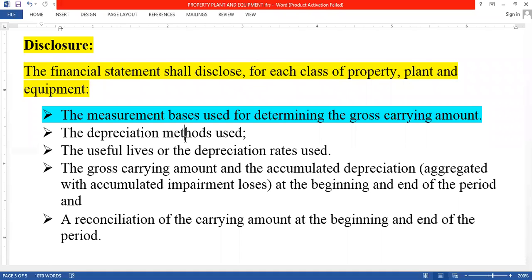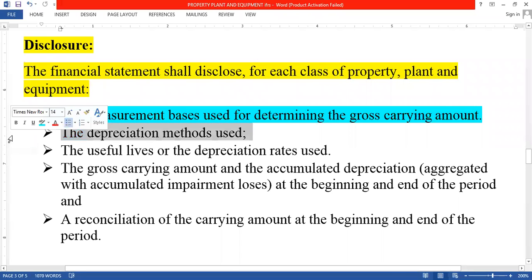So first, basically we should disclose the measurement basis: either you are selecting the cost model or the revaluation model for the calculation of the carrying amount. This is the first disclosure.